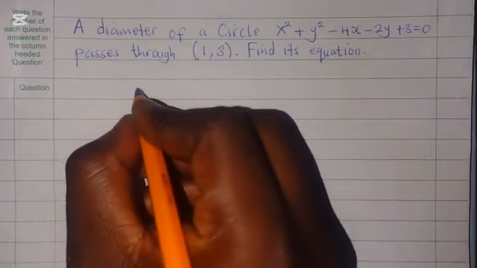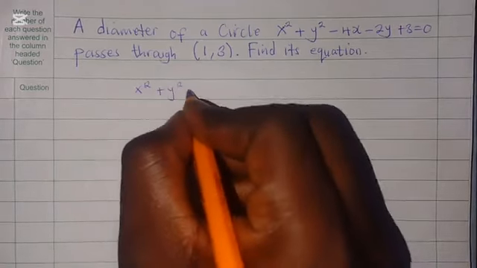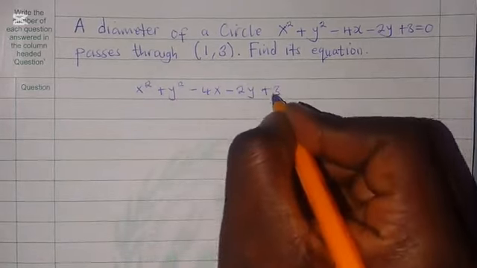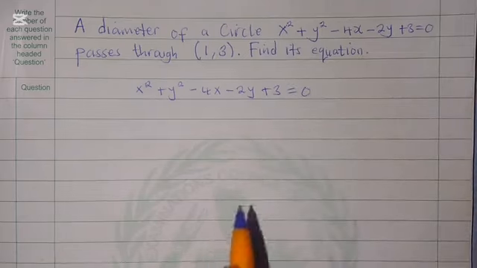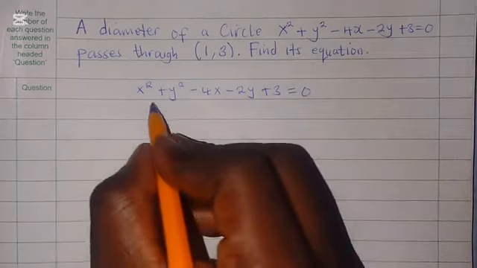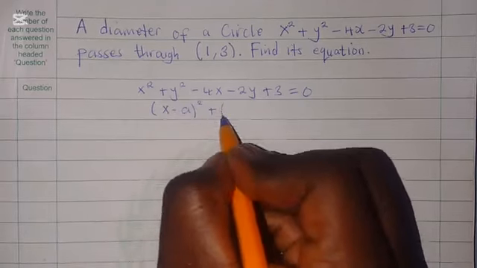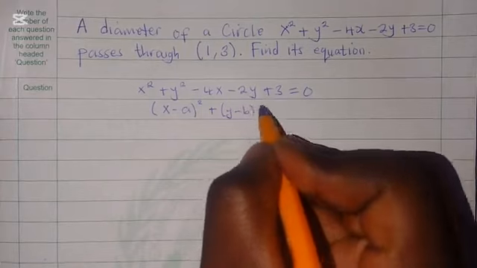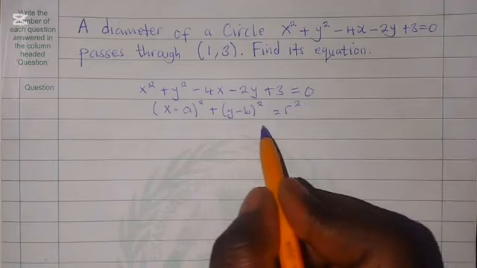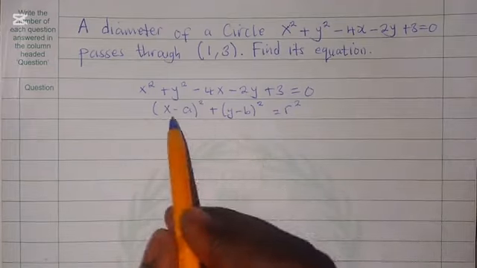So we have x squared plus y squared minus 4x minus 2y plus 3 is equal to 0. Now we all know that the general equation of the circle is (x minus a) squared plus (y minus b) squared is equal to r squared. So this is the general formula for the equation of the circle, and we should express this one in this form.